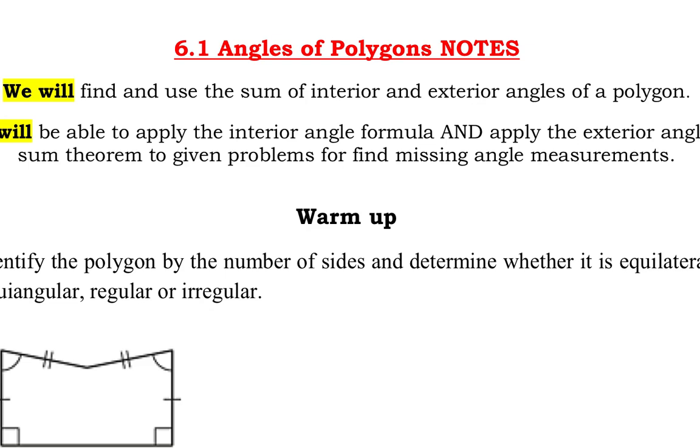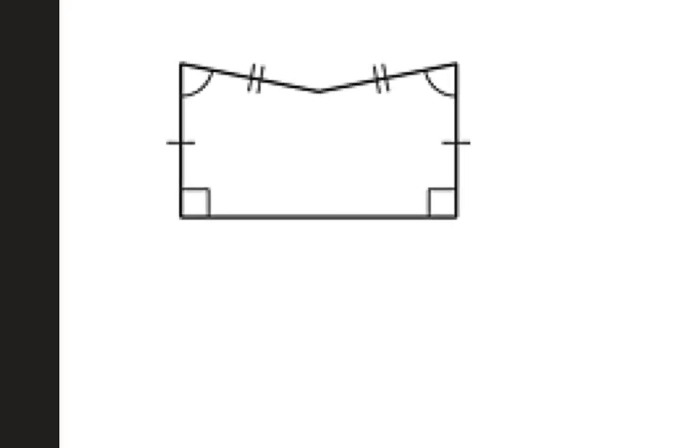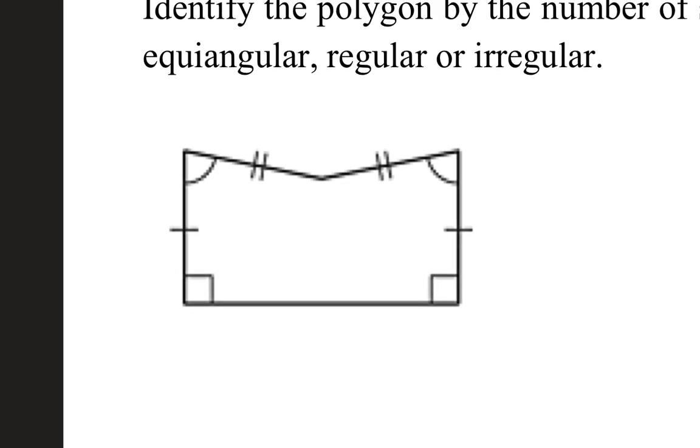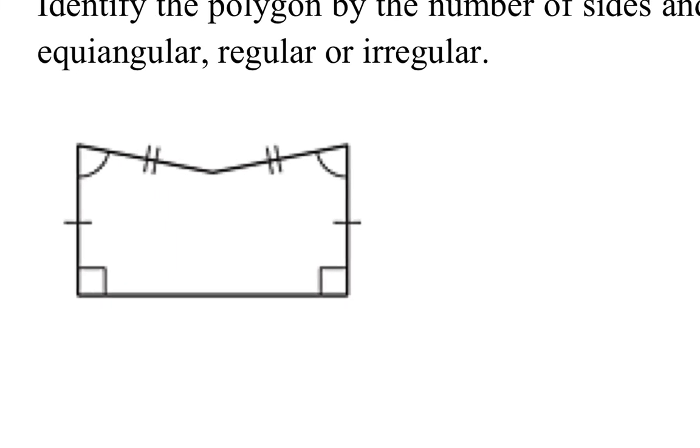All right, let's go ahead and look at the warm-up. It says identify the polygon by the number of sides and determine whether it's equilateral, equal angular, regular, or irregular. So based on the number of sides, what can we classify it as? What do y'all think? How many sides does it have? 5. So what's a 5-sided shape called? A pentagon. And then do y'all think it's equilateral, equal angular, regular, or irregular?